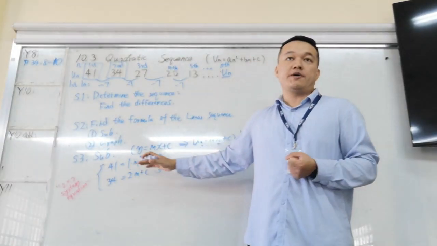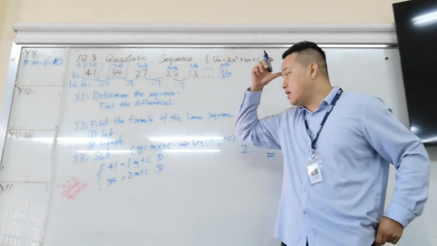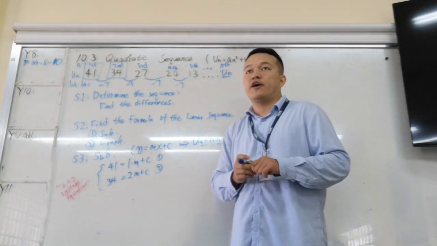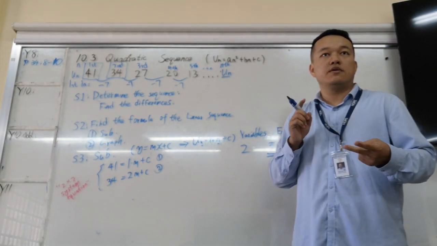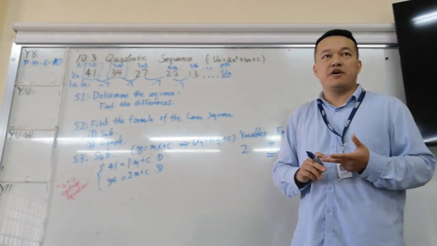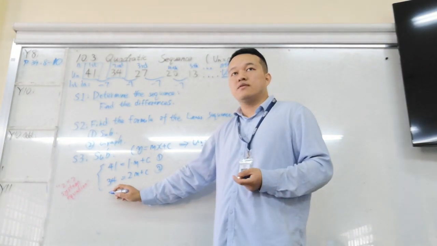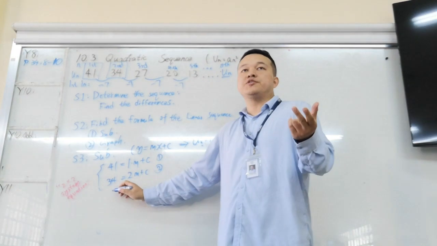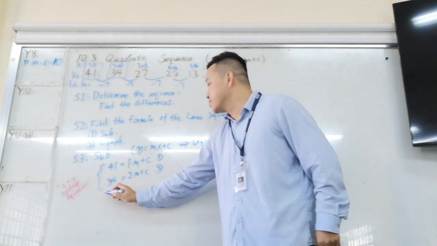41 is equivalent to 1m plus c. 34 is equivalent to 2m plus c. Okay, how can you solve for the first variable? You can eliminate it. You can substitute it. Just share with us your method. Which equation are you using now? First one? First equation, okay.